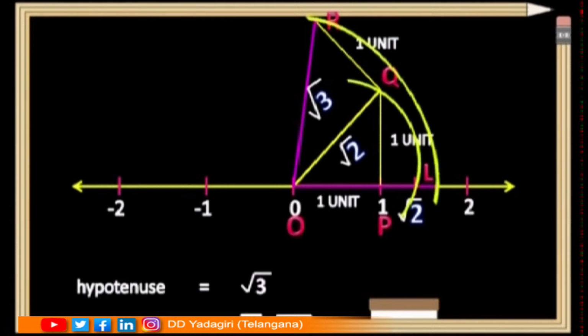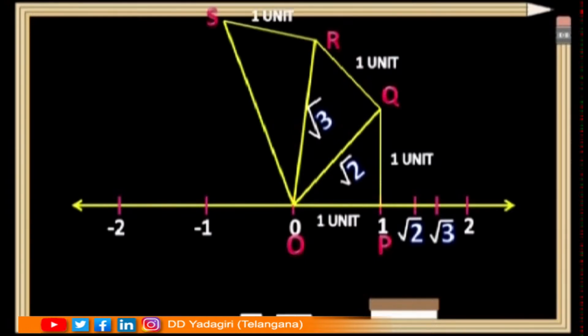Now draw an arc with the center O and radius OR, which is equal to root 3 units. That arc meets the number line at M. Okay, so that M represents root 3. So students, here we have learnt how to locate root 2 and root 3 on the number line. In a similar way, we can locate root 4. Draw perpendiculars and continue the same process.